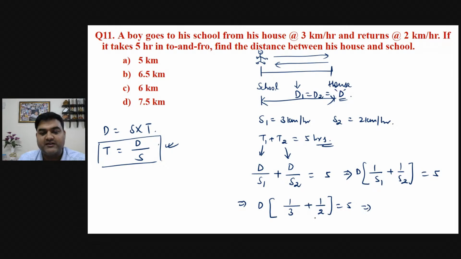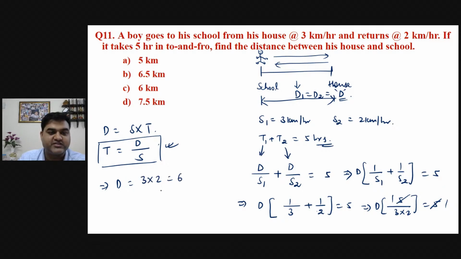Taking the LCM, 3 into 2, this will become d into (2 plus 3) by 6, so 5 by 6 is equal to 5. The 5 gets cancelled. That means d into 1 by 6 is equal to 1, so d is equal to 6. And this is distance, so in kilometers. Got the answer? So this is the concept.